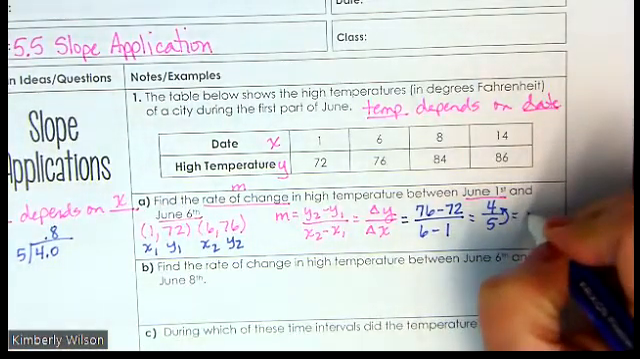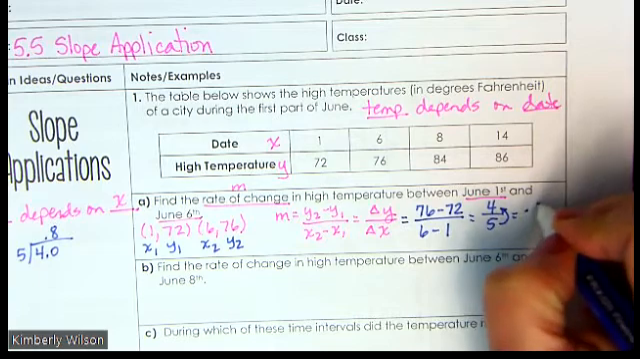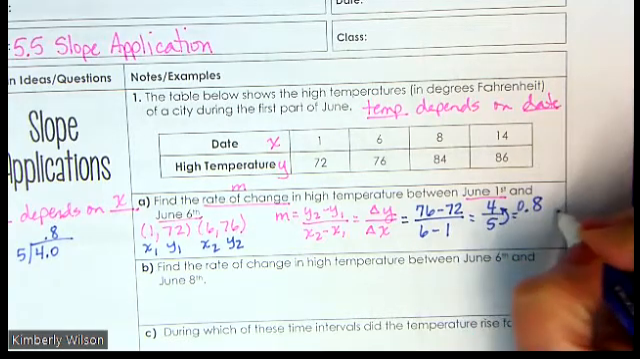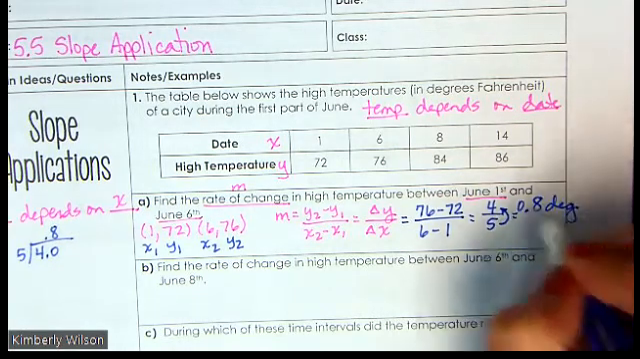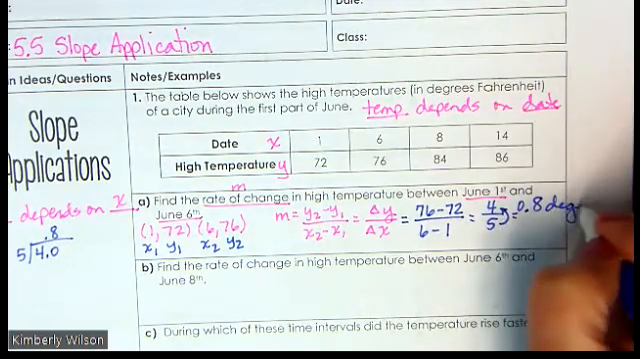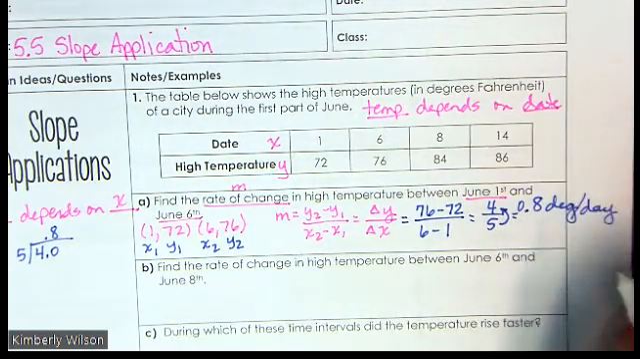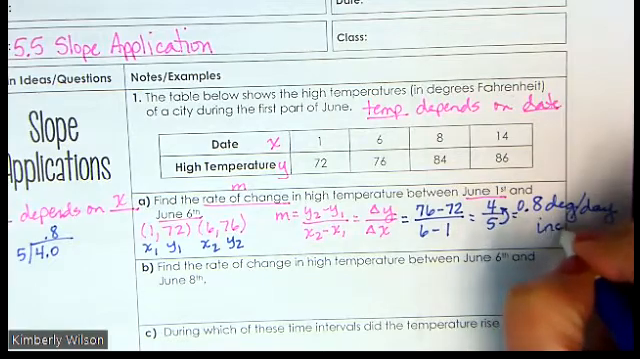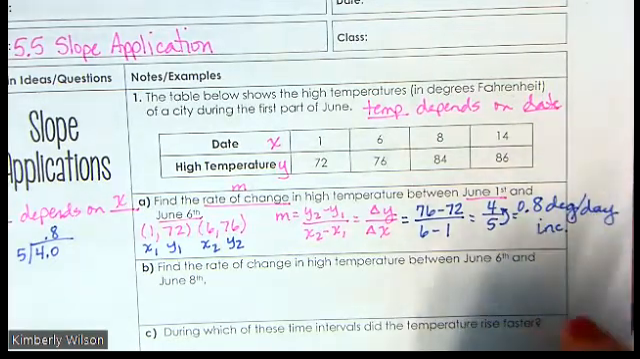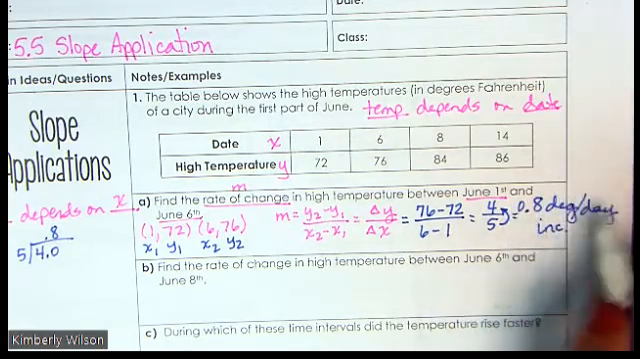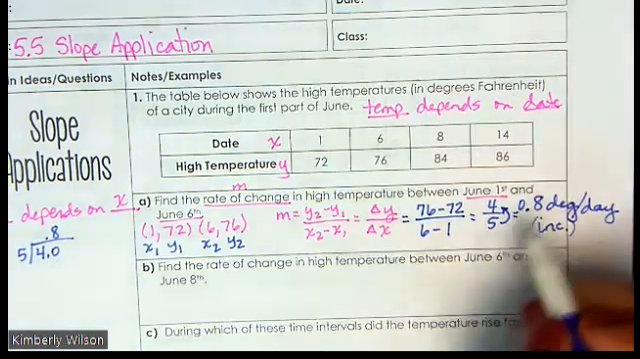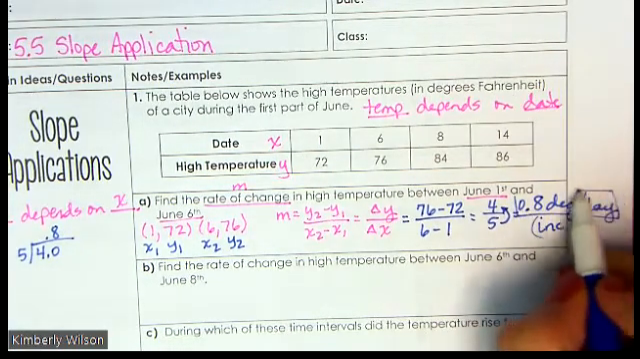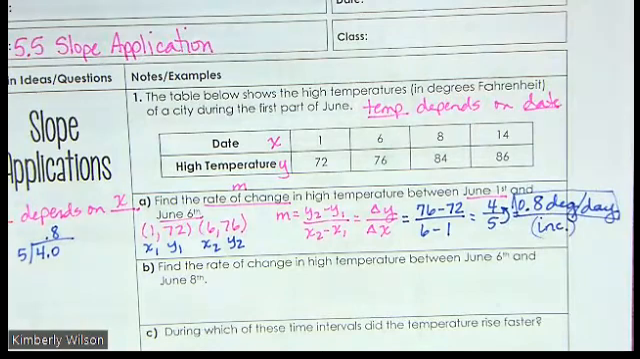So this equals 0.8 degree per day. And it's an increase because it's a positive. You don't always have to have this because it's shown by this being a positive number. So that may not be necessary. Okay. So this is your actual answer. You've got to have the description that applies to the problem itself.